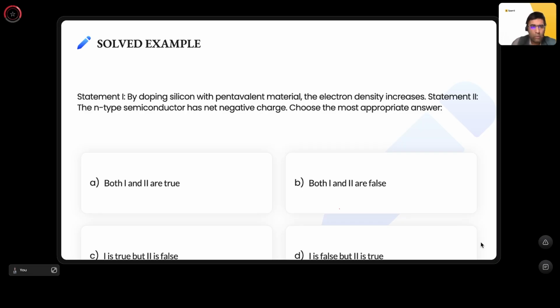Statement 1: by doping silicon with pentavalent material, the electron density increases. Okay, that's correct. Statement 2: the N type semiconductor has a net negative charge. No, semiconductors, either P type or N type, are electrically neutral. So the second statement is incorrect. So our option will be: 1 is true and 2 is false.